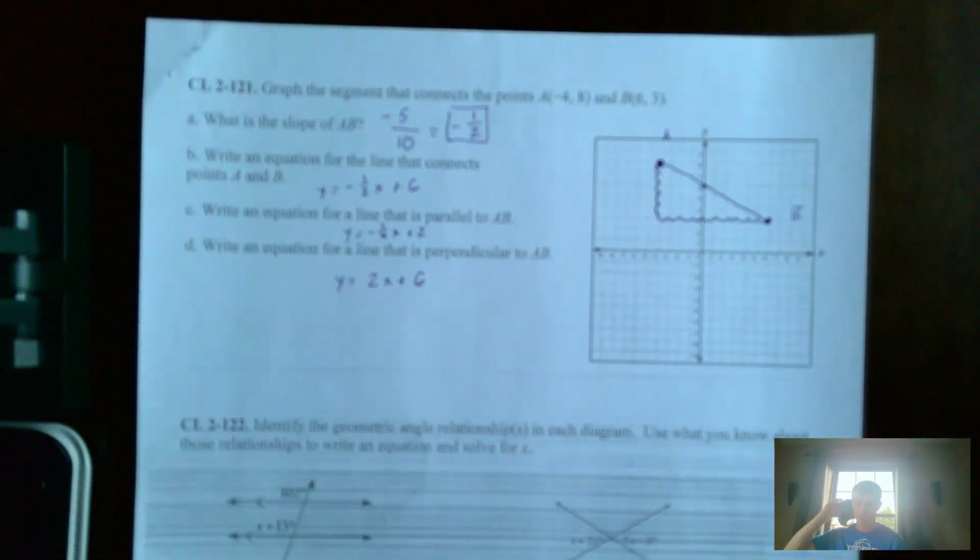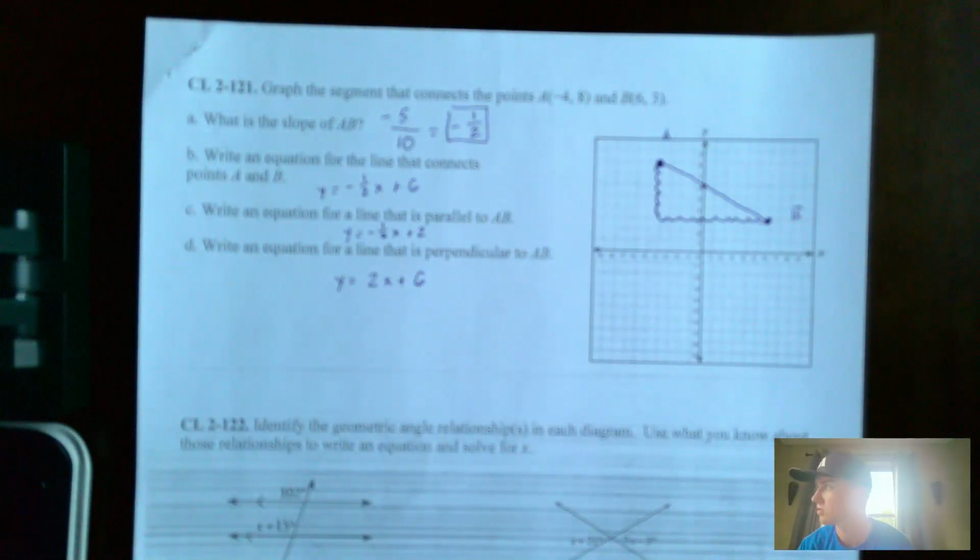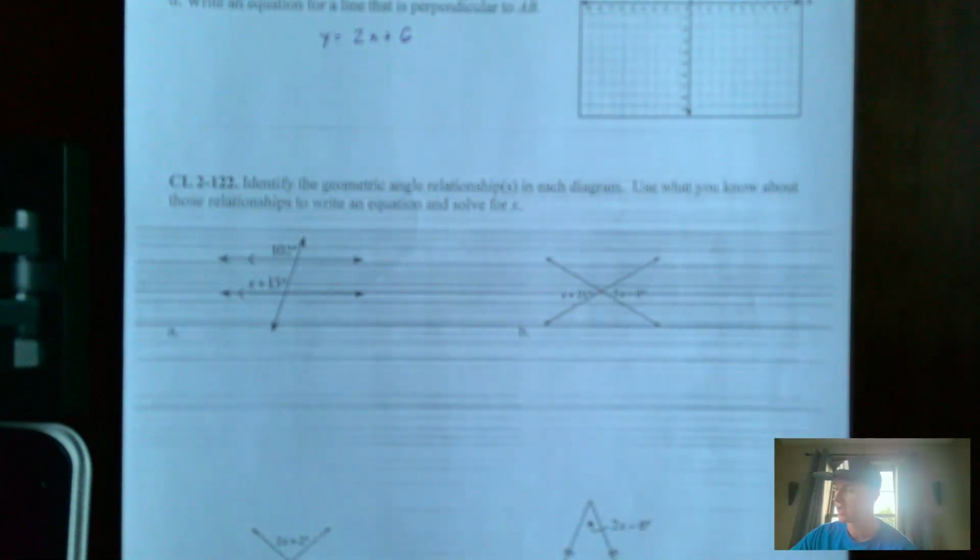All right, so hopefully, again, you did okay with that. So that'll be another part of the quiz or test. So again, I'm hoping for good things here, especially since you were assessed on it in Chapter 1 as well. All right, and then 122, if we look at the bottom here, it says identify the geometric angle relationships for each of the diagram. Use what you know about the relationships to write an equation for x and solve for it. So we're going to name the relationship and then find the value of x, much like we did on the quiz.